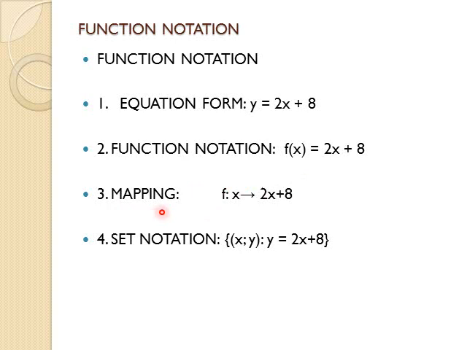There's still the old format, mapping, which most of the time doesn't appear in your textbooks, but I still explain it. So f is such that x maps to 2x plus 8. This is the same as that, so all four of these equations are the same. And we have set notation where we use braces or curly brackets: x and y, my coordinates, map to y equals 2x plus 8, close the braces. That's just basic function notation.